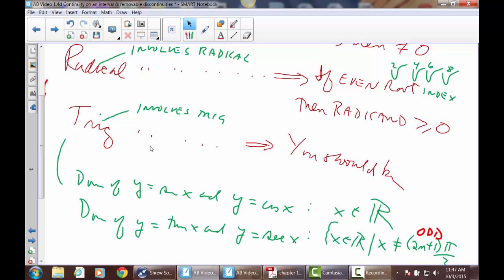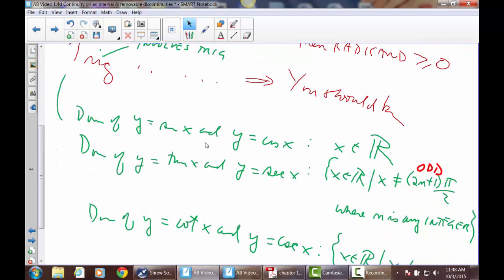Trig functions are also going to be continuous on their domain. You should know those domains. For sine and cosine, it's all real numbers. Just picture the graph, which is the wave. Tan and secant, if you think of those, are both over cosine: sine over cosine, 1 over cosine.